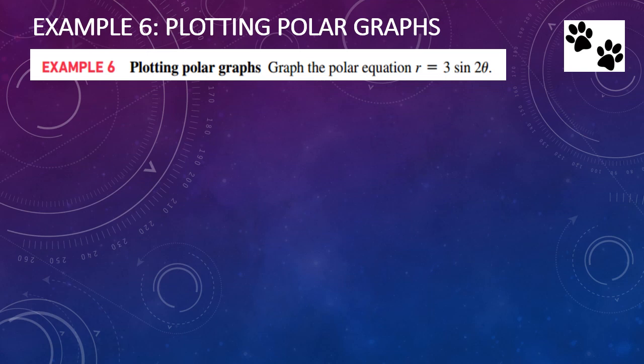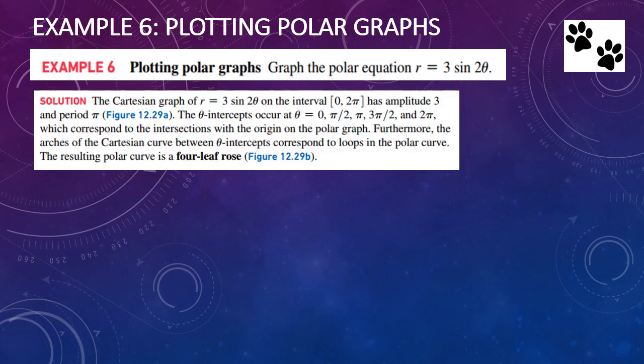So let's look at an example of plotting a polar graph. Graph the polar equation r equals 3 sine 2 theta. The Cartesian graph of 3 sine 2 theta on the interval 0 to pi has an amplitude of 3 and a period of pi. Remember, this is the period coefficient here. So we get 2 pi over 2, which gives us a period of pi.